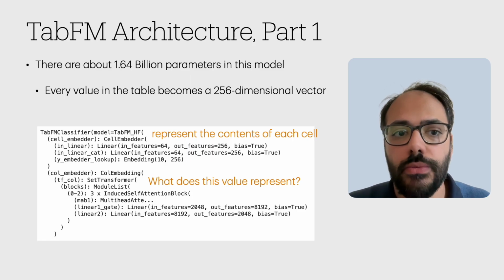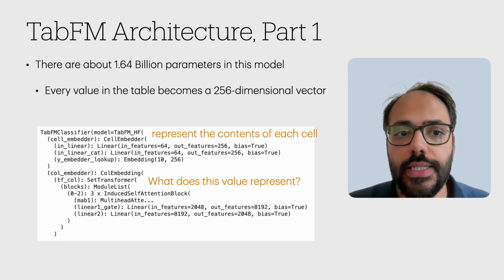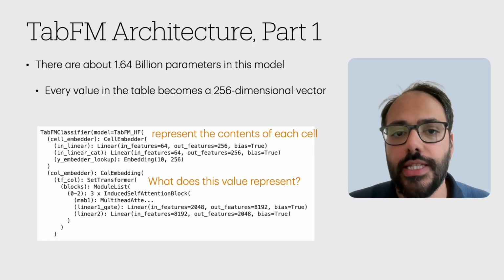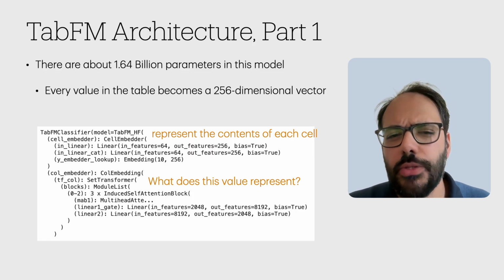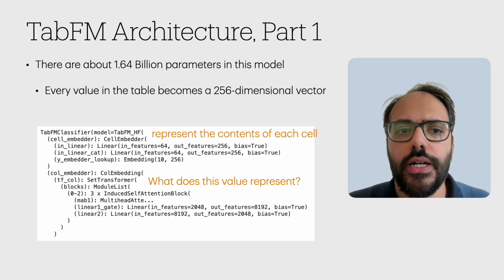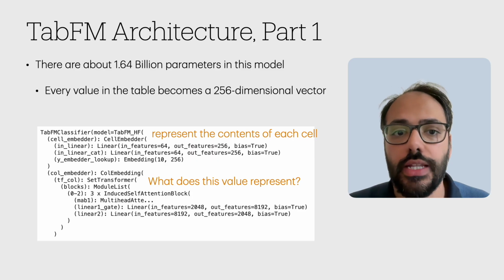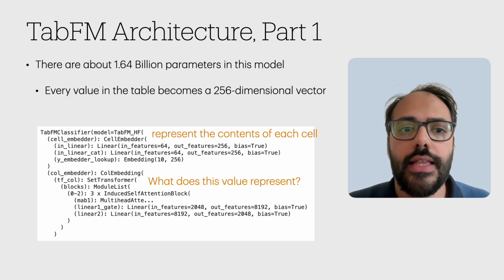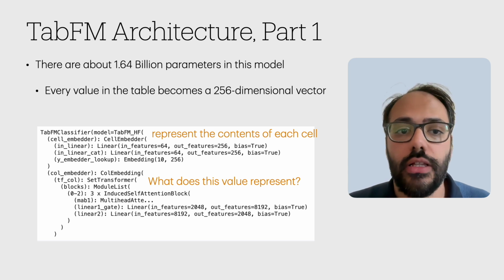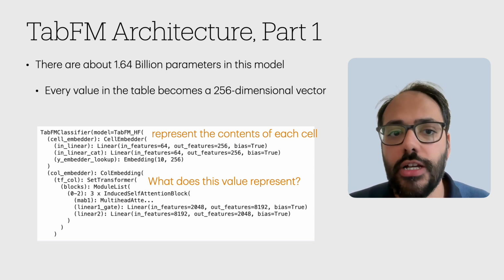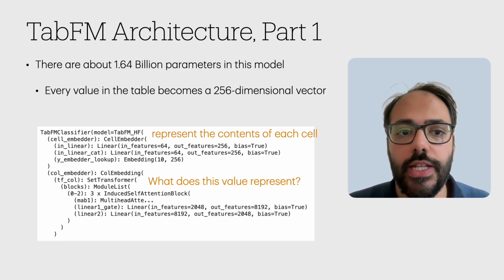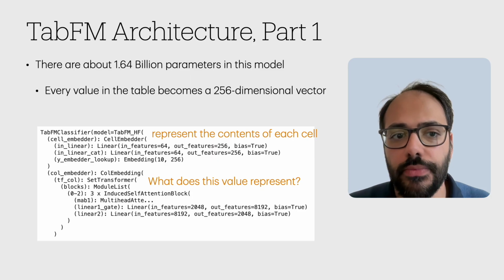So first of all, there are about 1.64 billion parameters in this model. And this is something we usually expect because foundation models are trained or pre-trained on huge amounts of unlabeled data. And because of this, therefore, you have to have a lot of parameters. And it is very common to have millions to billions of parameters when working with foundation models.